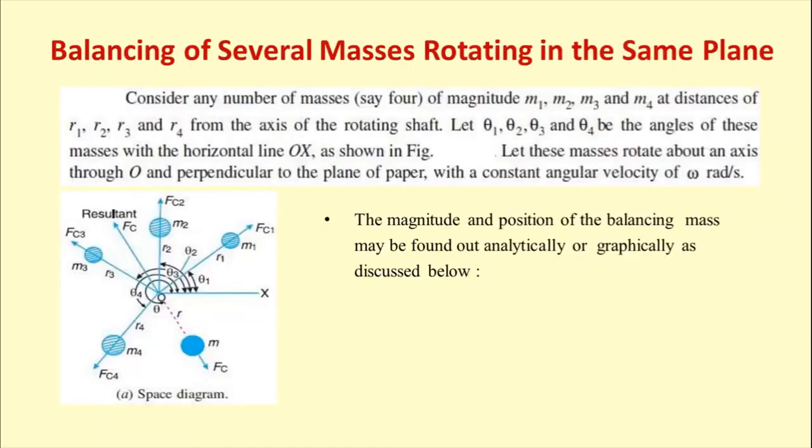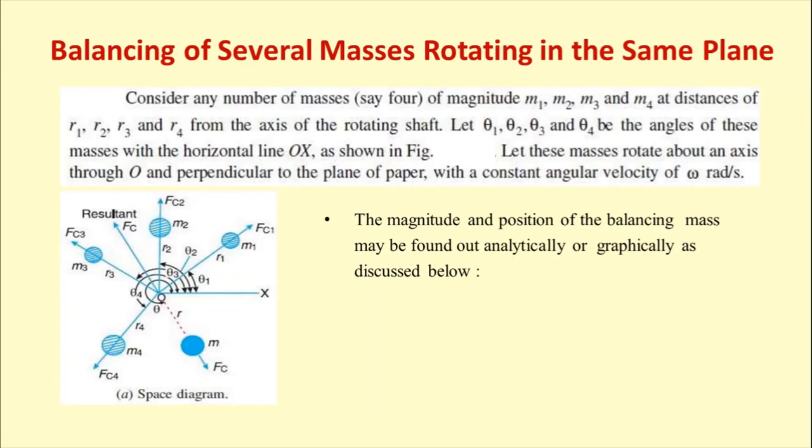Moving forward to a more realistic situation, like balancing of several masses rotating in the same plane, as it happens occasionally. Considering any number of masses, say 4 over here, of magnitude m1, m2, m3 and m4 at distances of r1, r2, r3 and r4 from the axis of the rotating shaft, let us also consider that with a neutral x-axis they make angles of inclination in the anticlockwise direction of theta 1, theta 2, theta 3 and theta 4 respectively.